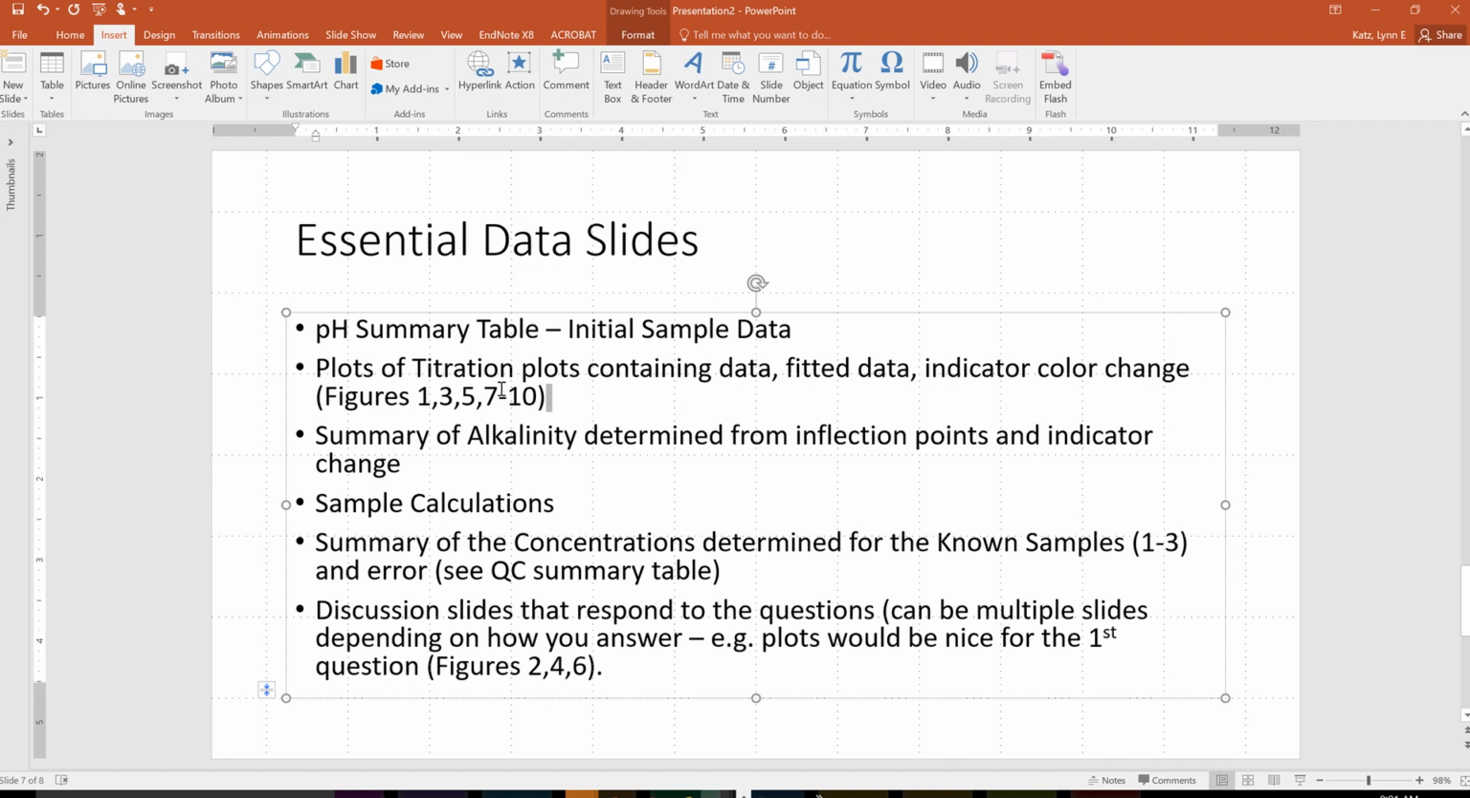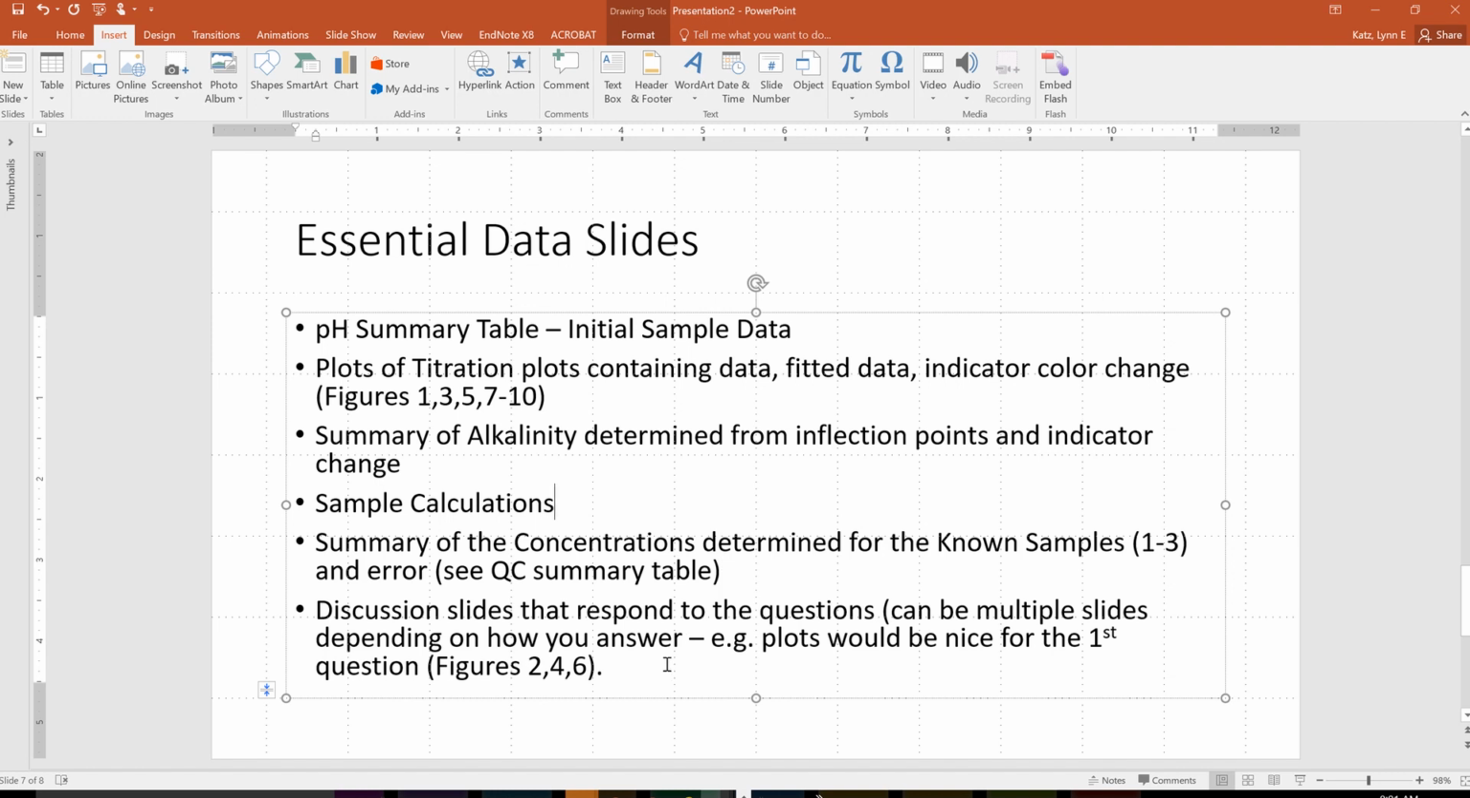The plots of the titration that contains the data, the fitted data, the data of color change and where the slope changed. And those are figures 1, 3, 5, 7 through 10. And then a summary of the alkalinity determined from the inflection points and indicators. So these are the tables that were created. Make sure you put in your sample calculations. Make sure you put in a summary of the concentrations determined from the known samples and error. So that's the QC summary table.